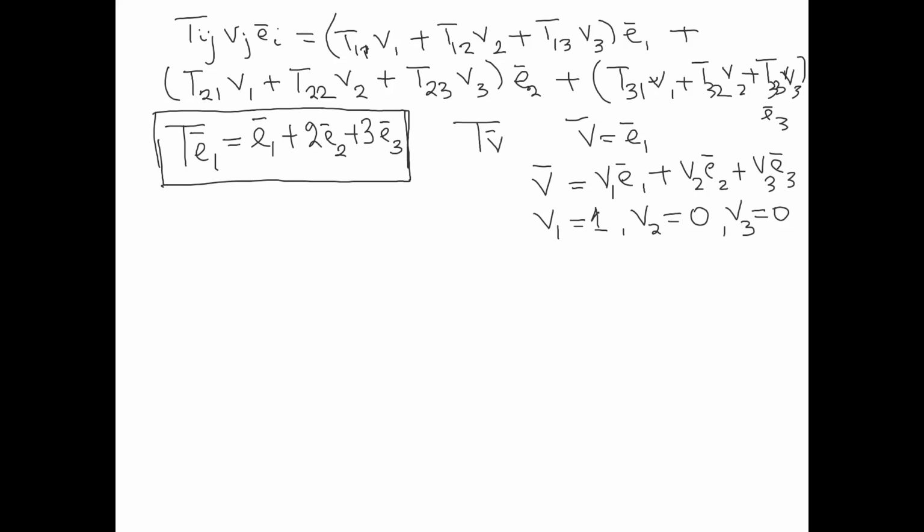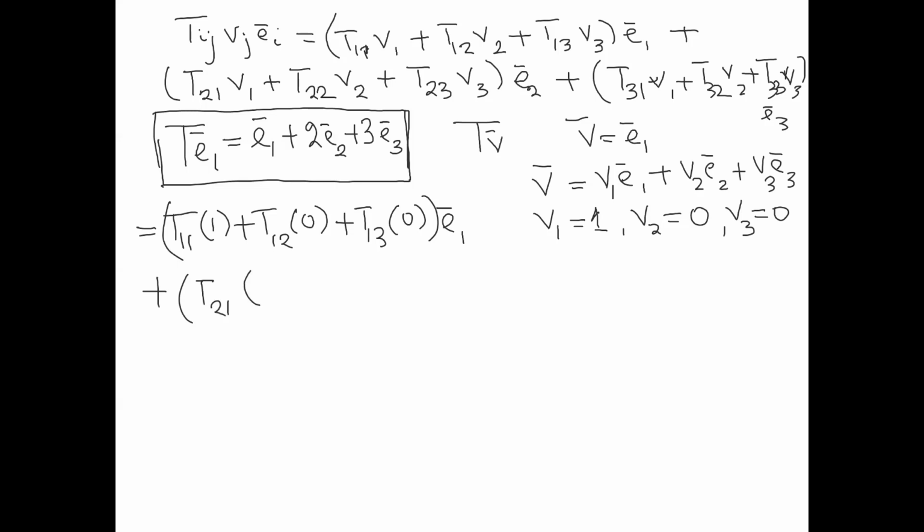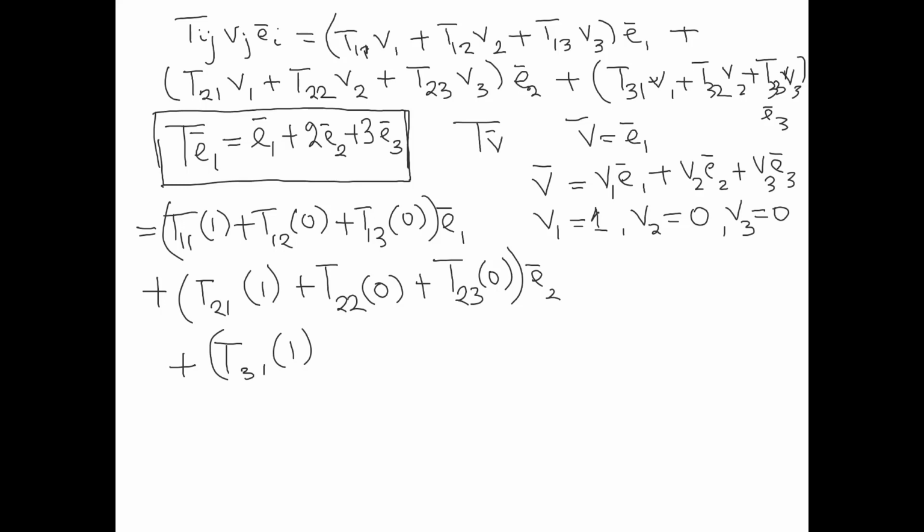So when I apply that, I'll see that what I've written in full form would be T11 into 1 plus T12 into 0 plus T13 into 0, E1, plus T21 into 1 plus T22 into 0 plus T23 into 0, E2, plus T31 into 1 plus T32 into 0, T33 into 0.